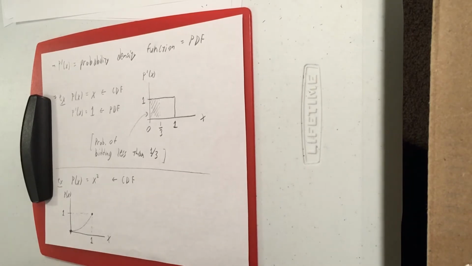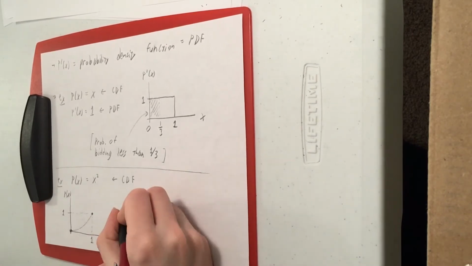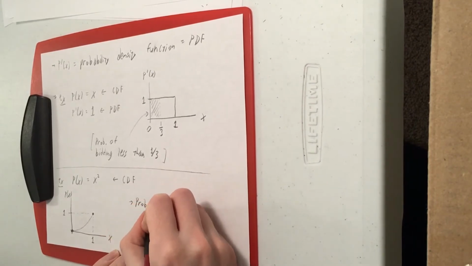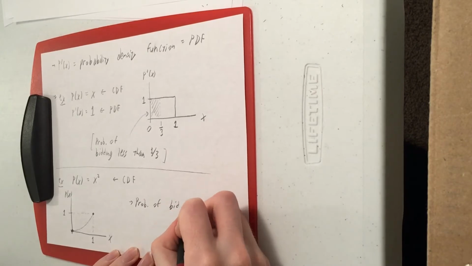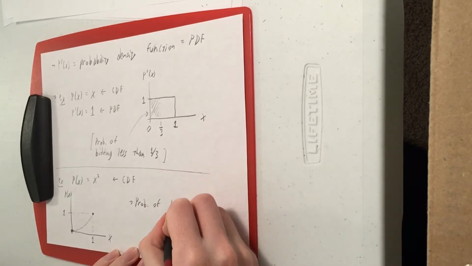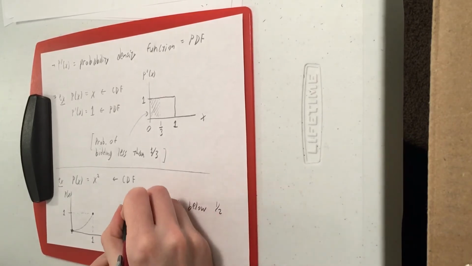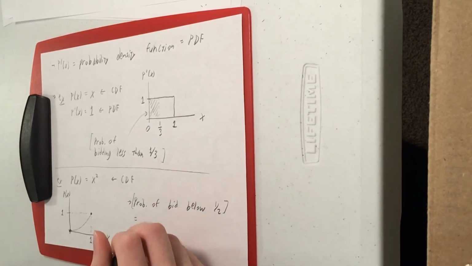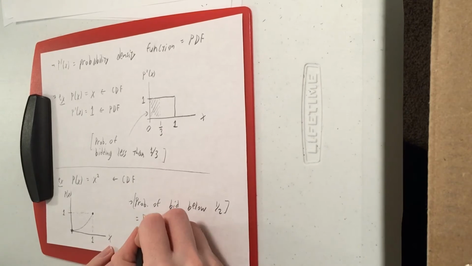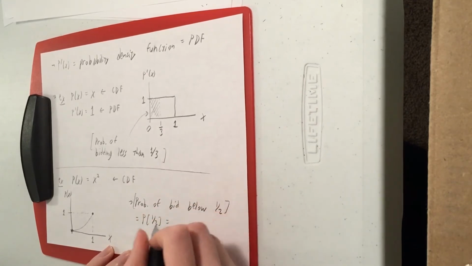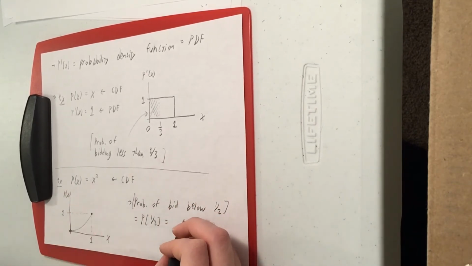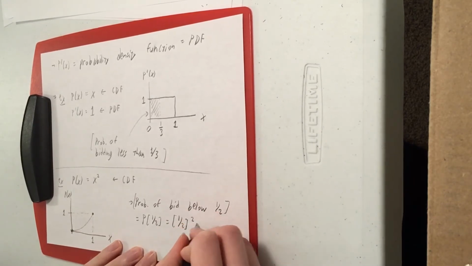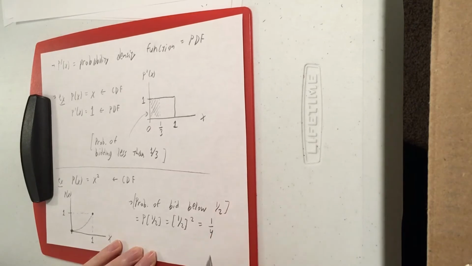So what's the probability of bidding less than 1/2? So just plug into our function, P of half. So that's going to be a half squared, and that's 1/4.